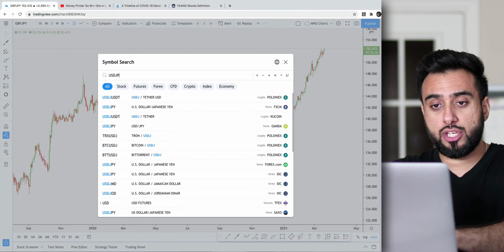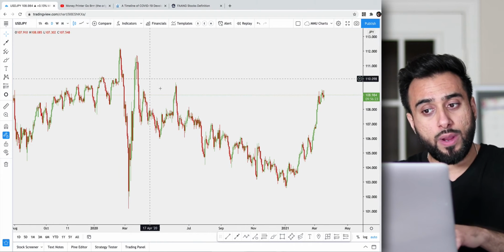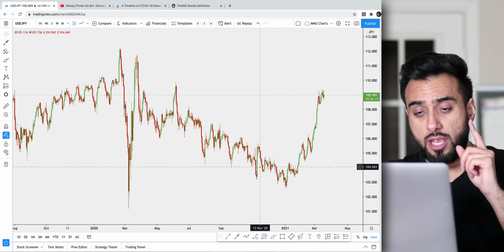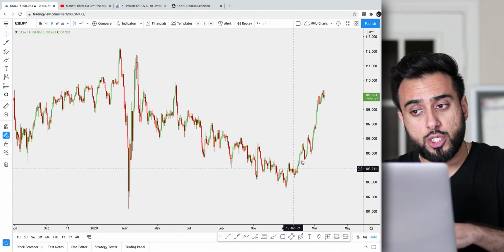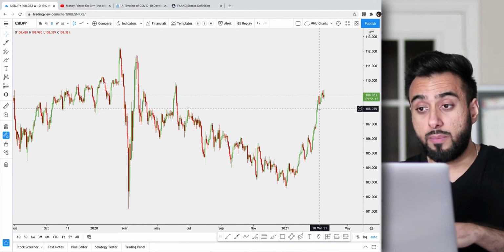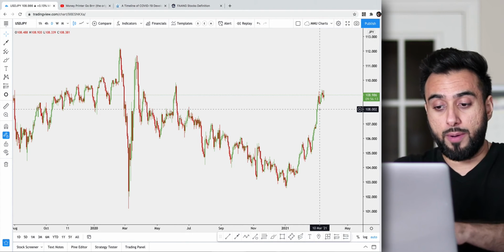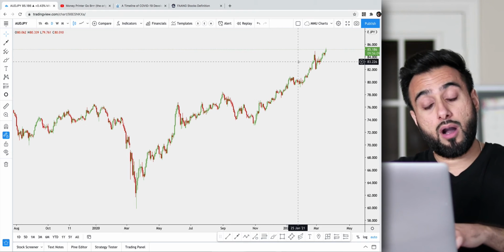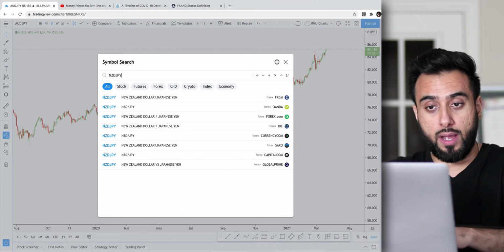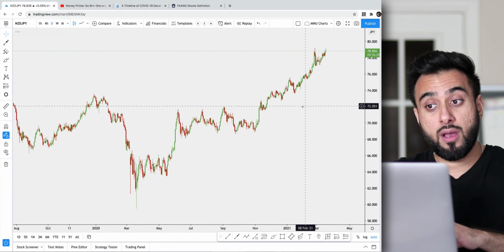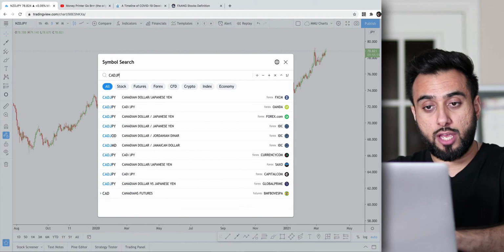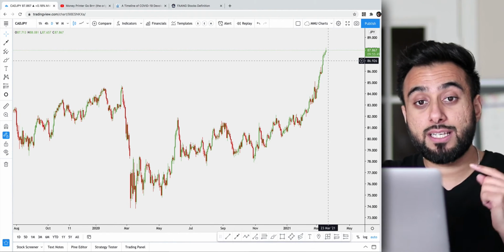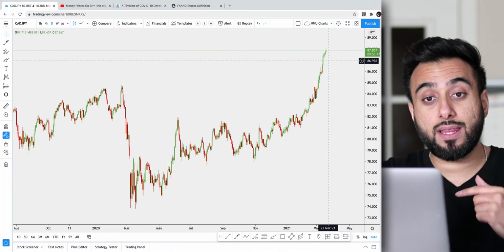Let's look at USD JPY. It has been going down, just like I said. However, it is also one of the JPY pairs. So look what it's doing as of recently. It's going up. Let's look at another JPY pair. Let's look at AUD JPY. Which direction is it going? Up. Let's look at NZD JPY. What direction is it going? Up. Let's look at CAD JPY. What direction is it going? Up. Any currency pair that has a JPY, it's dramatically going up.